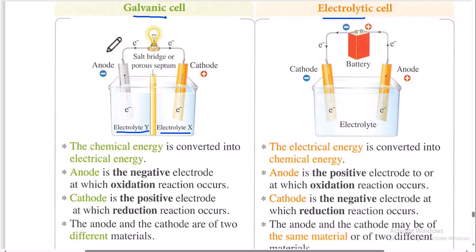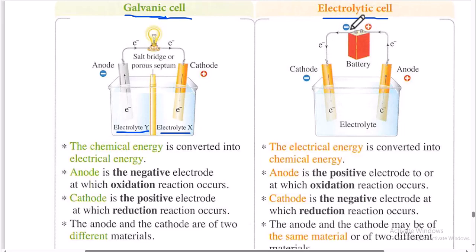The oxidation reduction reaction that happens in the galvanic cell is spontaneous, so its electromotive force value is positive. The electromotive force of the galvanic cell is positive, and it refers to the reaction being spontaneous. The oxidation reduction reaction is spontaneous. Now we'll speak about the electrolytic cell.